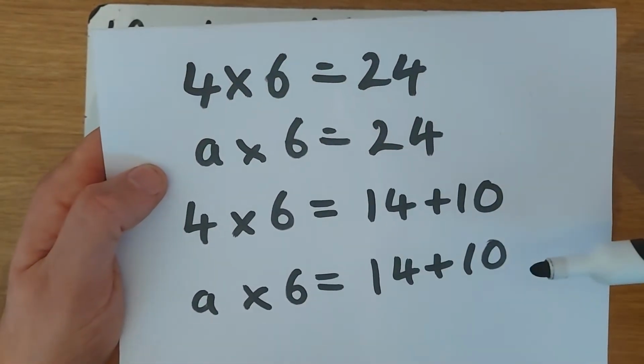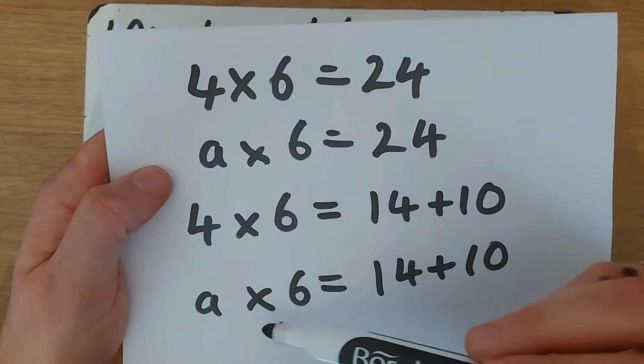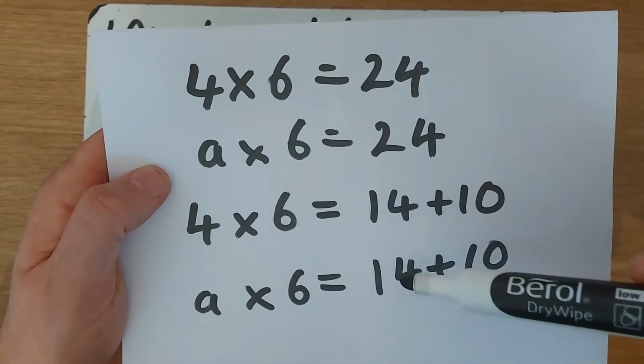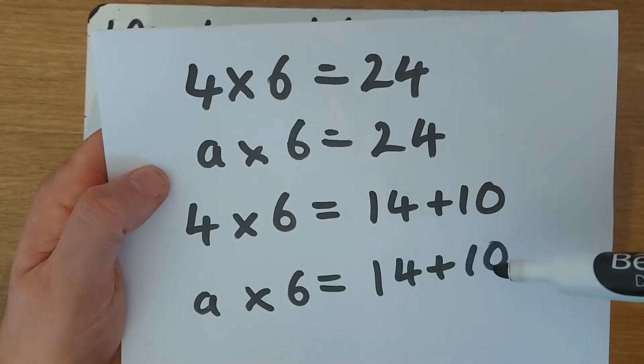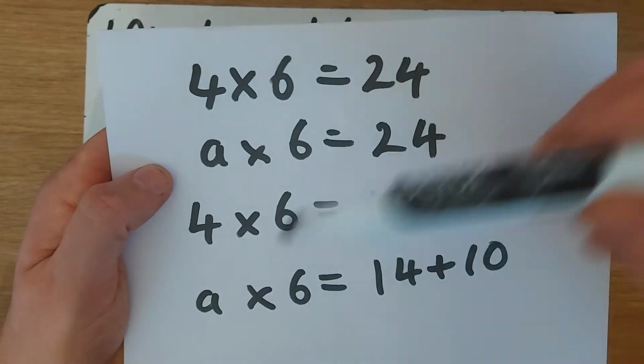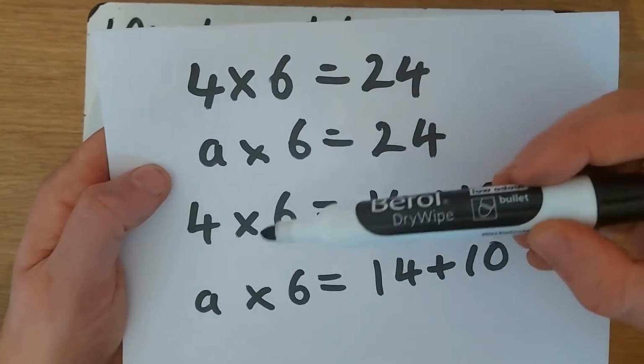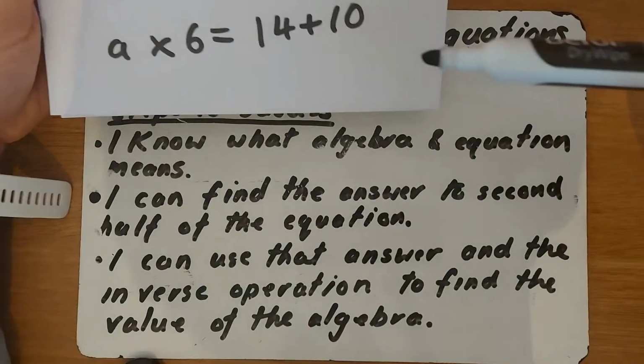And then the question would come like this. So I've just worked backwards. So you might get a question like this. A times 6 equals 14 plus 10. Okay, so then you just have to find the value of A. And you probably know the value of A because I've talked you through it. But imagine you didn't know that. This is what you would do, okay?